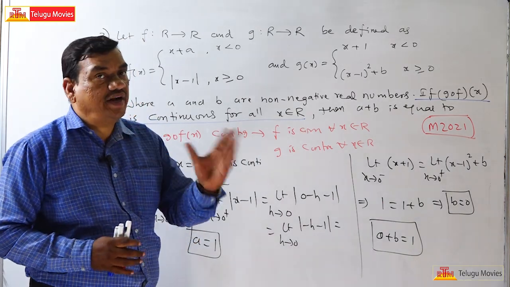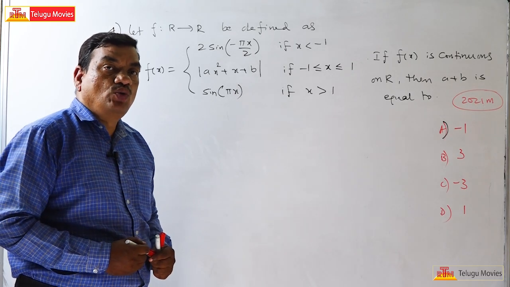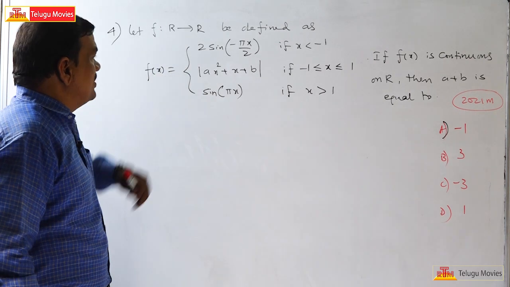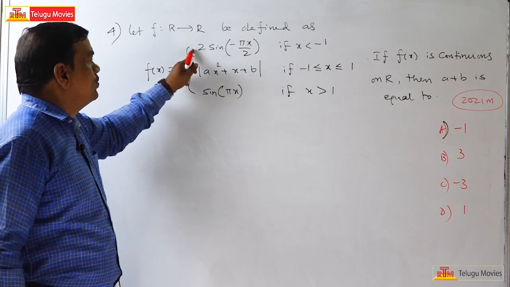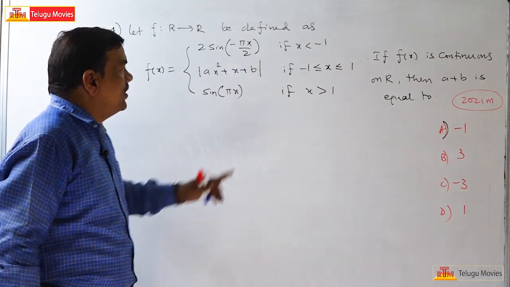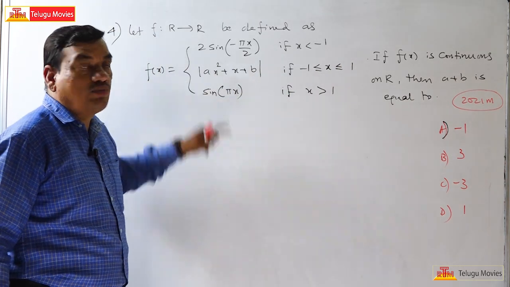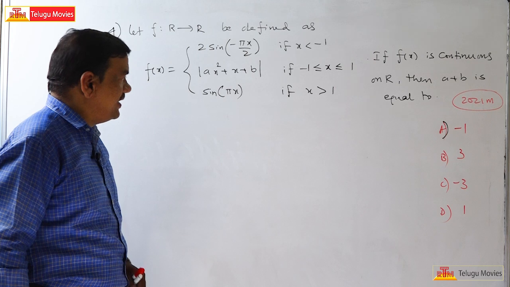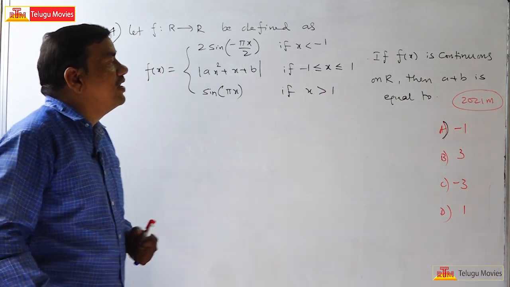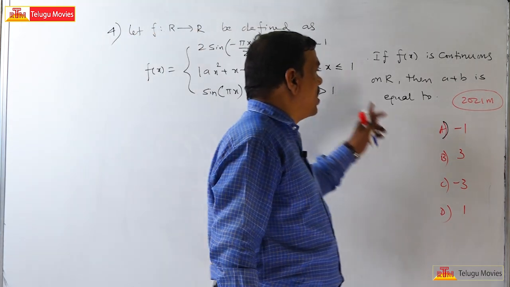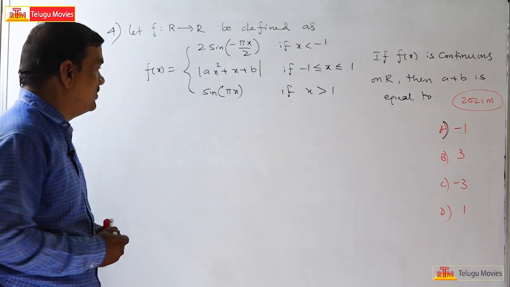So let us move to the next problem. Hi students, welcome to this problem. If a function f from R to R is defined as like this: if x is less than minus 1, then 2 sine of minus pi x by 2. If x lies between minus 1 to 1, then the function is defined as modulus of ax square plus x plus b. If x is greater than 1, the function is defined as sine of pi x. If f of x is continuous on R, then a plus b is equal to how much?